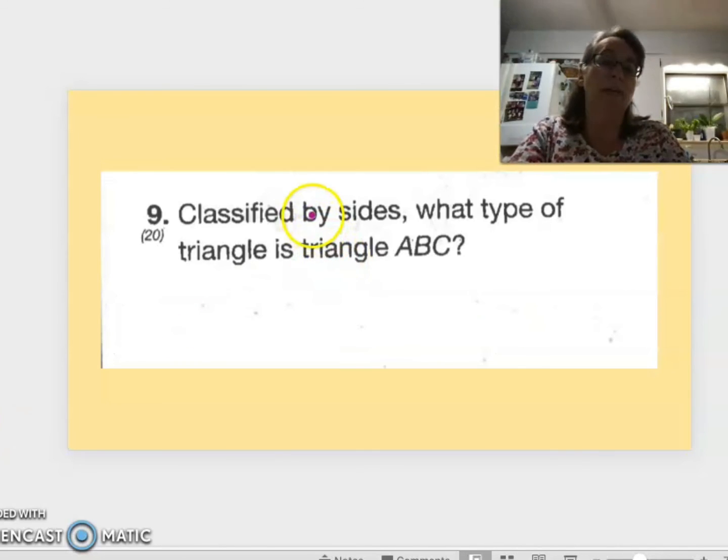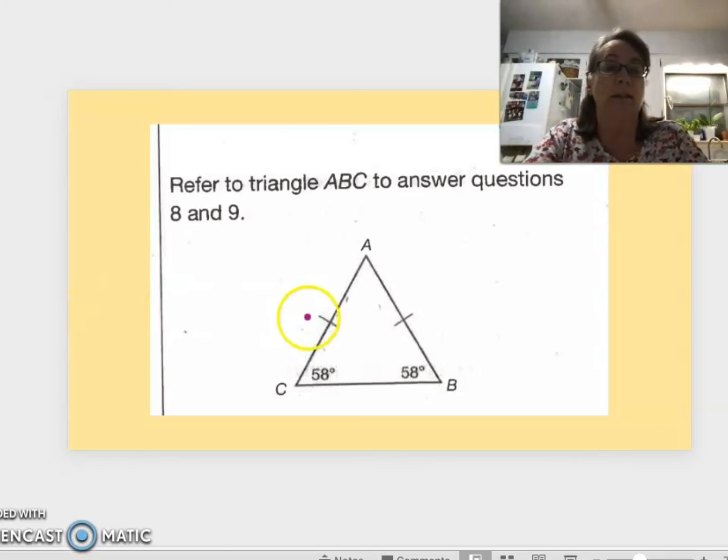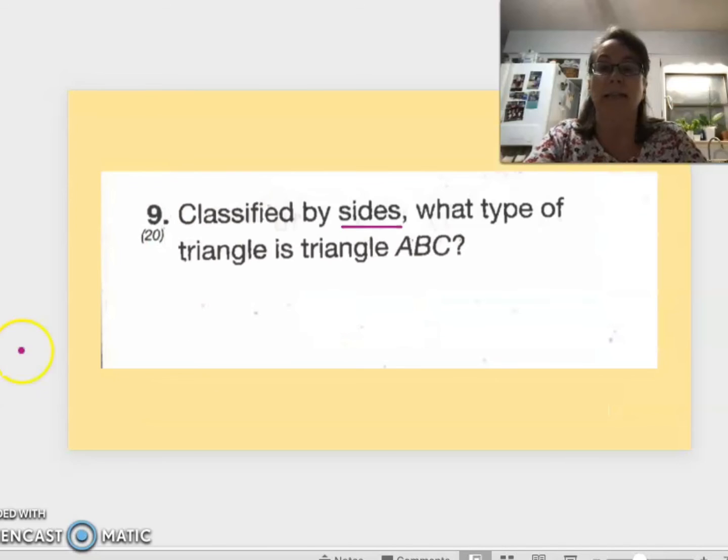Okay, so again, we're using the same triangle classified by sides. What type of triangle is that triangle? Well, by sides, not by angles. We have 2 sides the same, and we know that that is called isosceles.